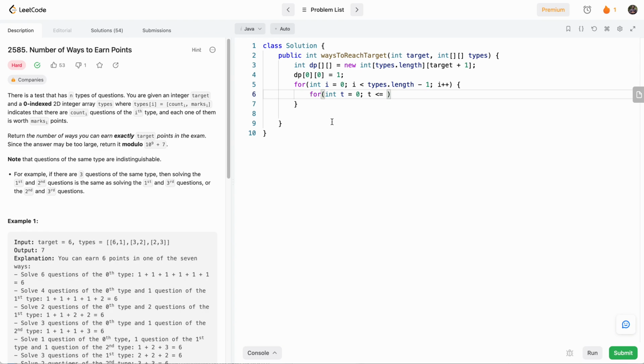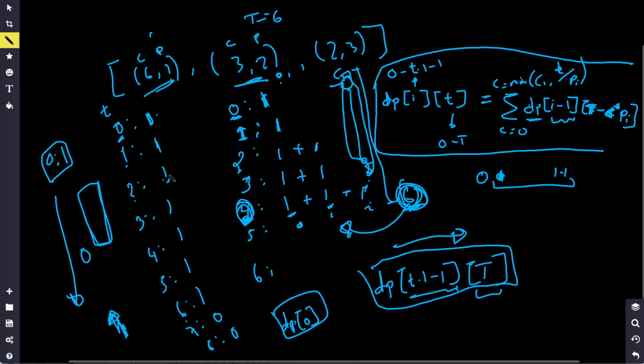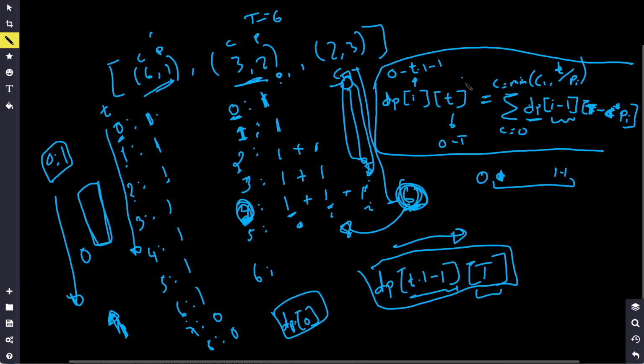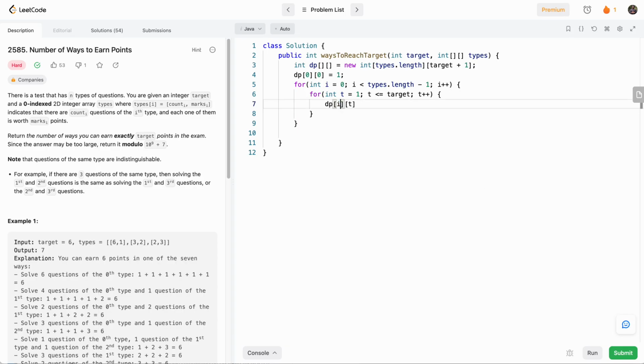So we'll say t equals 1 to the target, right? So this is basically looping through these positions for each of our indices. And for each of these, what we'll do is compute the dp of i and t. But remember, in our dp array, we decided the first one is imaginary and the actual 0th index starts from the next one. So we'll say dp i plus 1 t, right?